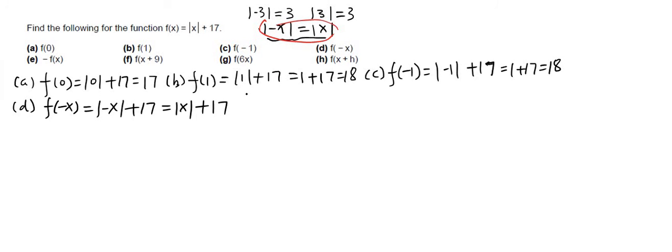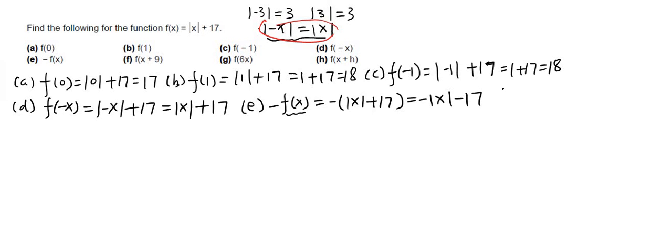Now let's take a look at problem E. Problem E is negative f(x), and we know f(x) can be written down as absolute value x plus 17. Just plug in. Here's a negative, that means we're gonna change the sign to the opposite sign for each term. So we have negative absolute value x, negative 17.